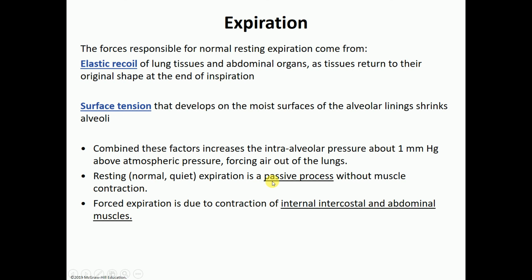So at rest, again, it's a very passive process. We don't need any muscles to contract. All we need is for the diaphragm to relax and the lungs will exhale. In the case of a forced expiration, we can use the abdominal muscles and the internal intercostal muscles.